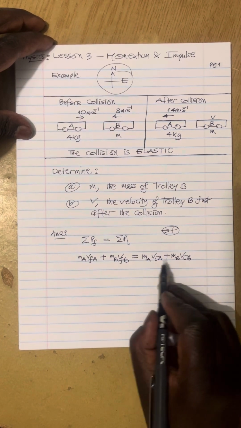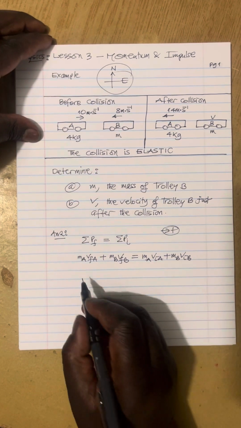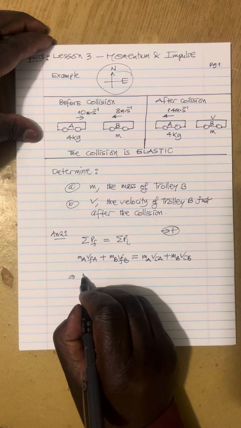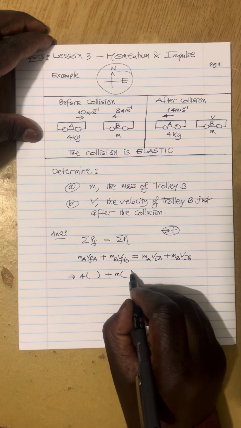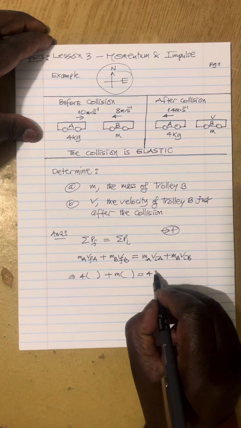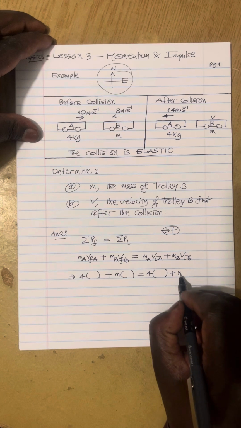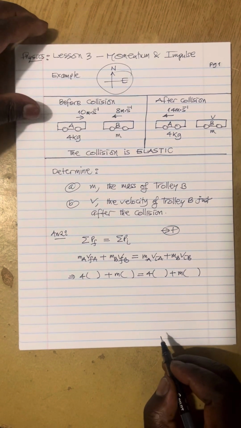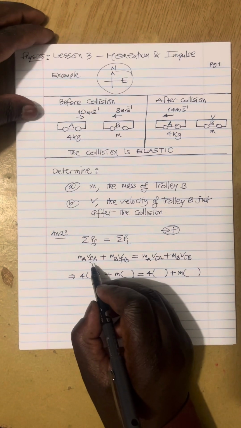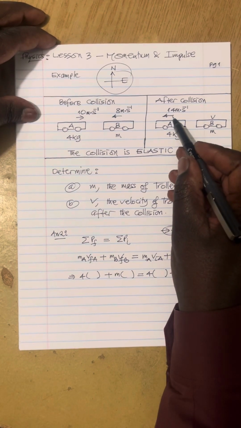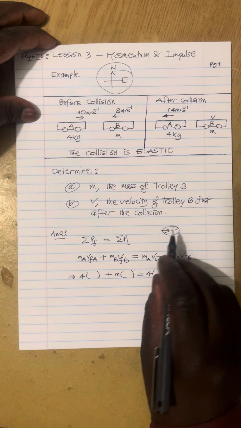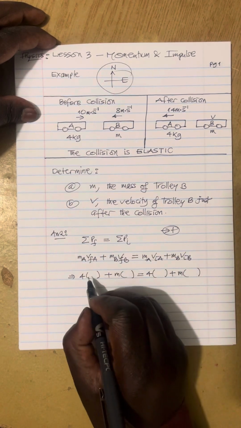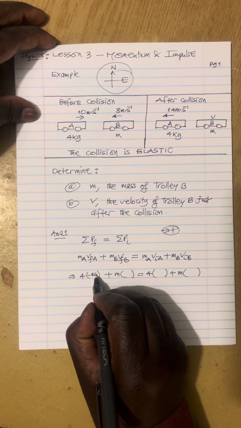That's total initial momentum. Now we know the mass of trolley A is 4. Mass of trolley B is not given. Let's put in velocities. Do we know the final velocity of trolley A? Yes. It's 14 meters per second west. Therefore, it must carry a minus sign, because if east is positive, west must be negative. So we have minus 14 here.